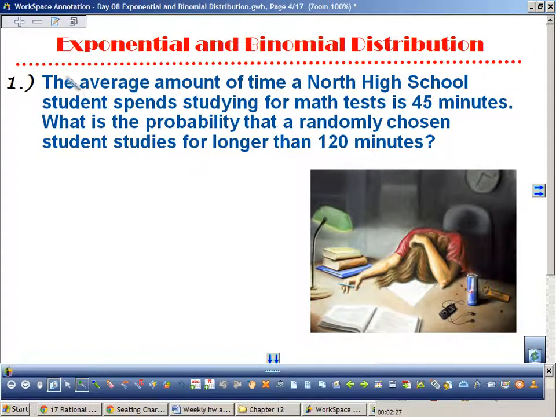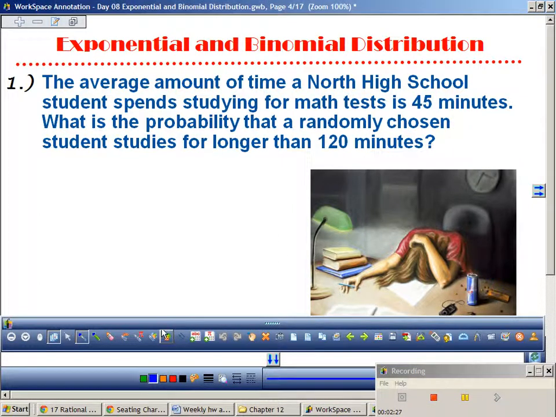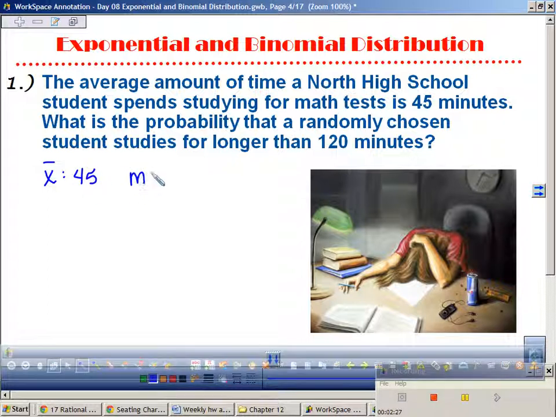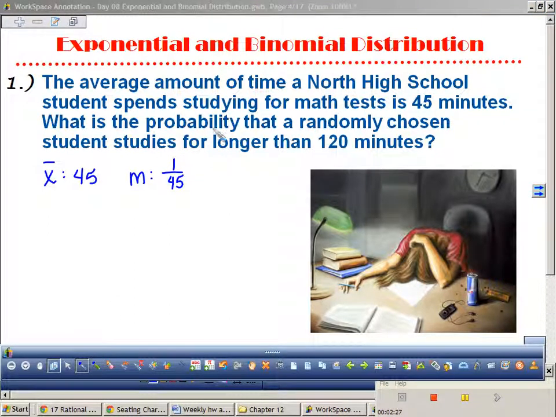The average amount of time a North High School student spends studying for a math test is 45 minutes. You don't need to write all this down. Just write the pieces of information that I'm going to give you. So I said the mean. The mean is how long? 45 minutes. So then what would be the inverse of the mean? Multiplicative inverse. 1/45. What is the probability that a randomly chosen student studies for longer, that's key right now, longer than 120 minutes?